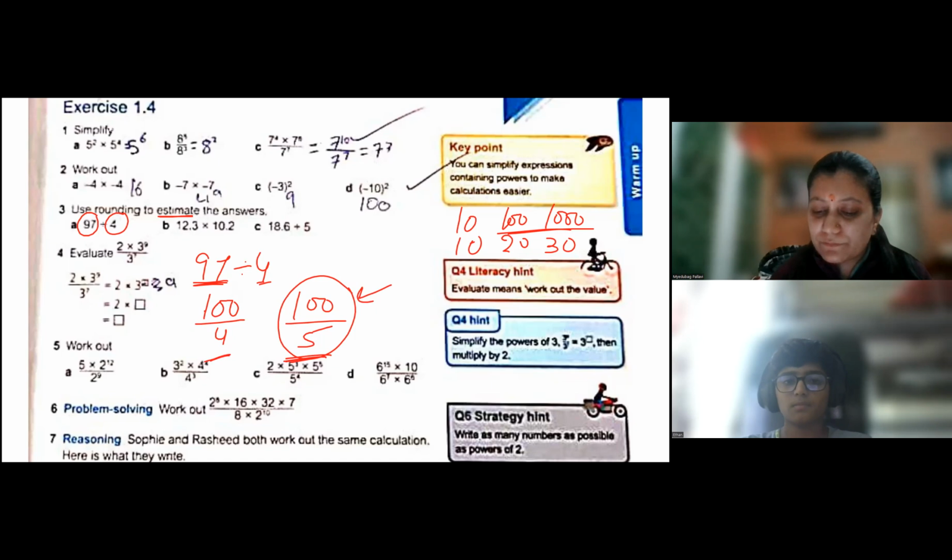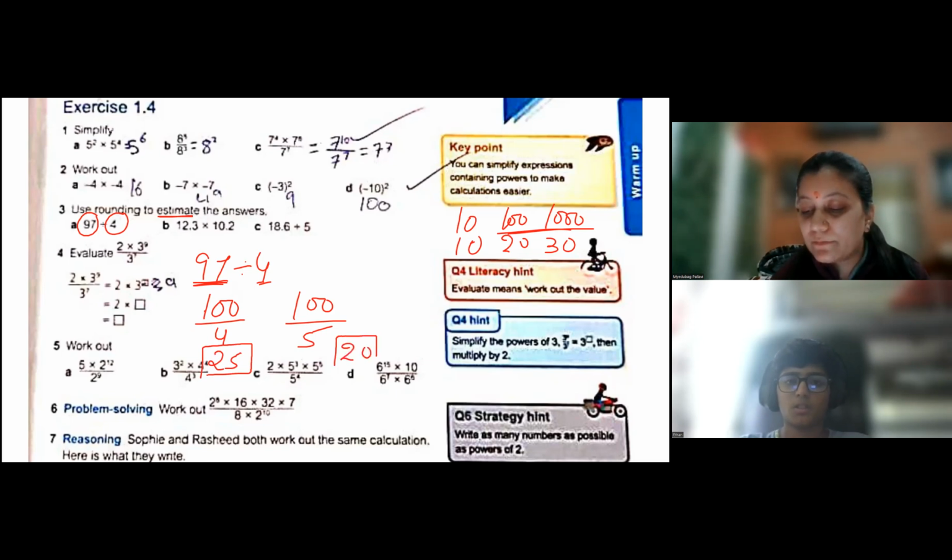All right. So if we find 100 by 4, we'll get 25, right? And if we find 100 divided by 5, we'll get 20. So our answer will be between 25 and 20, right? Okay. Do you have a calculator with you right now? Yeah. 1 minute.